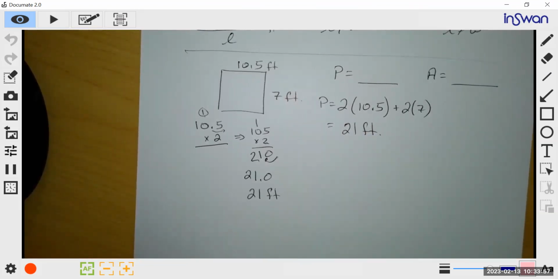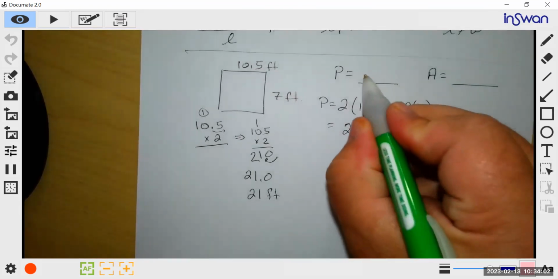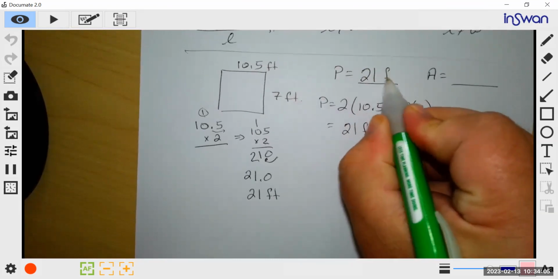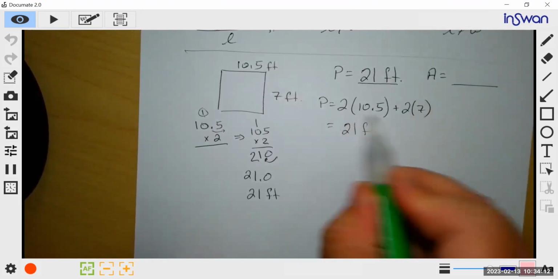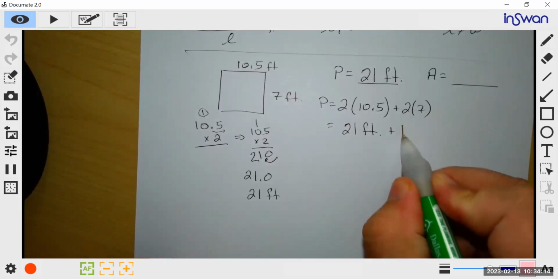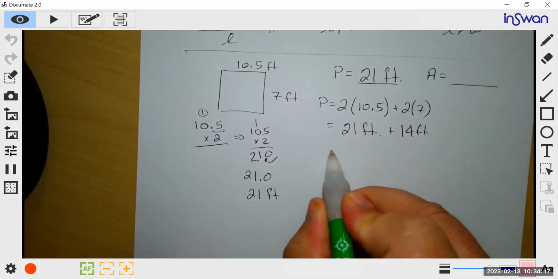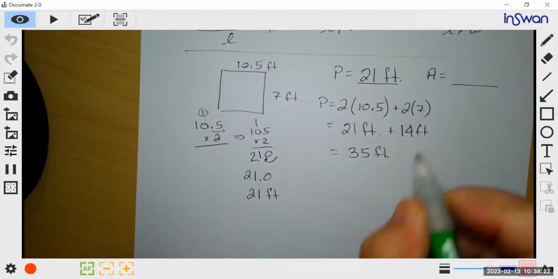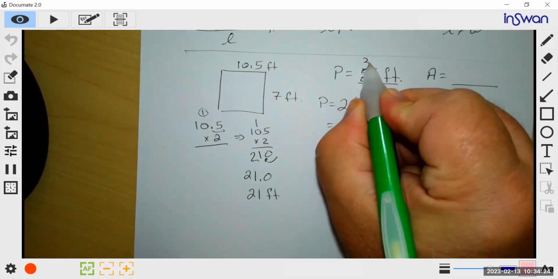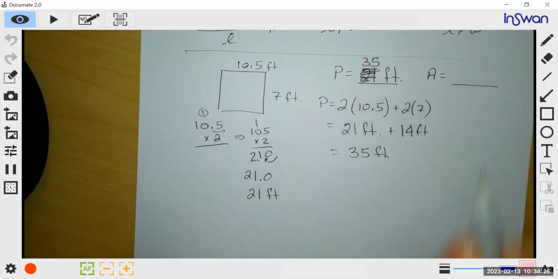Since we're dealing in dimensions, you have to put the units you're dealing with. So the answer of the perimeter is 21 feet. Oh, no, that's just for this first one. And then 14 feet. 21 plus 14 is 35 feet. 35 feet. Because we have to put those units together. That's the perimeter.